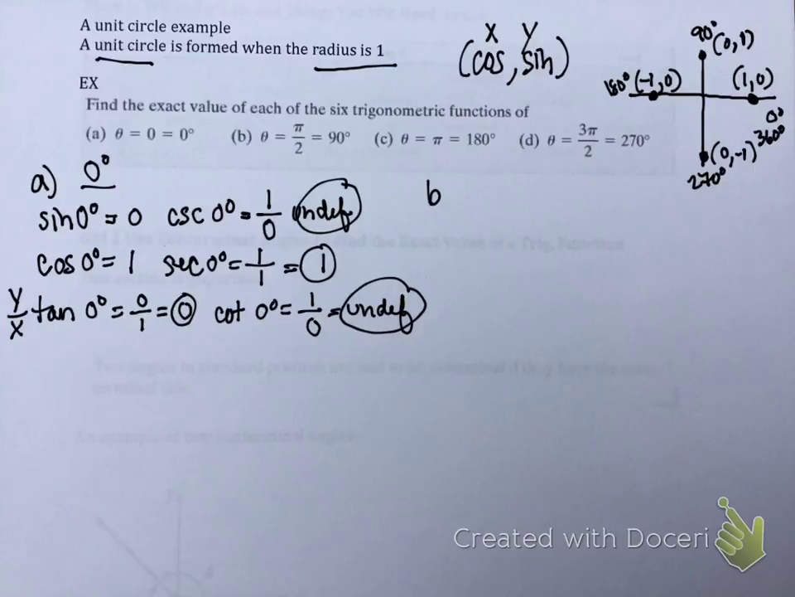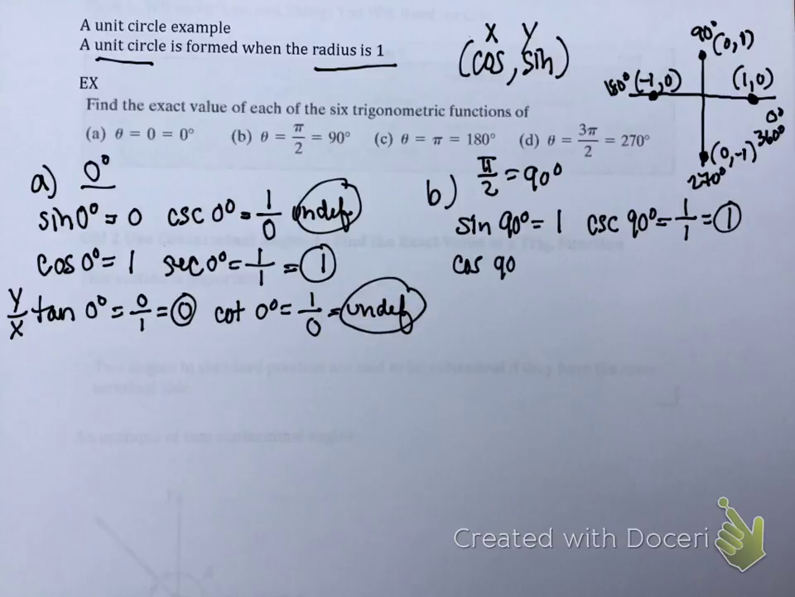Part B. It asks us to do pi over 2. Pi over 2 is equivalent to 90 degrees. So we're going to do all 6, rather, at 90 degrees. So once again, for sine, you're looking at the y value at 90 degrees. The y value at 90 degrees is 1. For its reciprocal at 90 degrees, we take 1 over the value, which is 1.